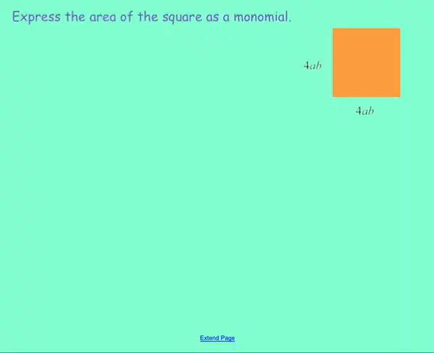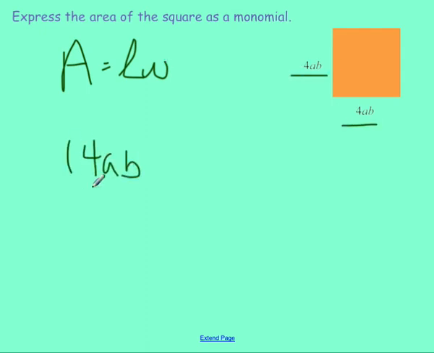Let's take a look at these last two word problems. So it says express the area of the square as a monomial. So to find the area of a square, we need to multiply length times width. So I'm going to take this times this. So I'm taking 4ab, and I'm going to be multiplying that by 4ab.